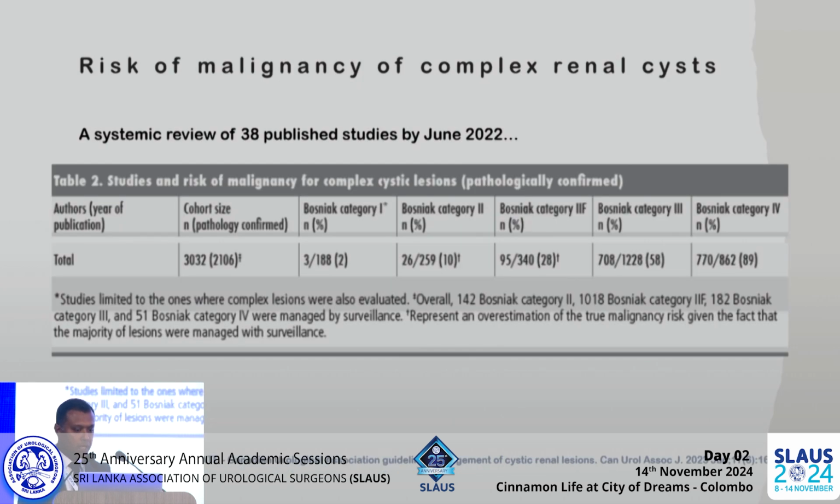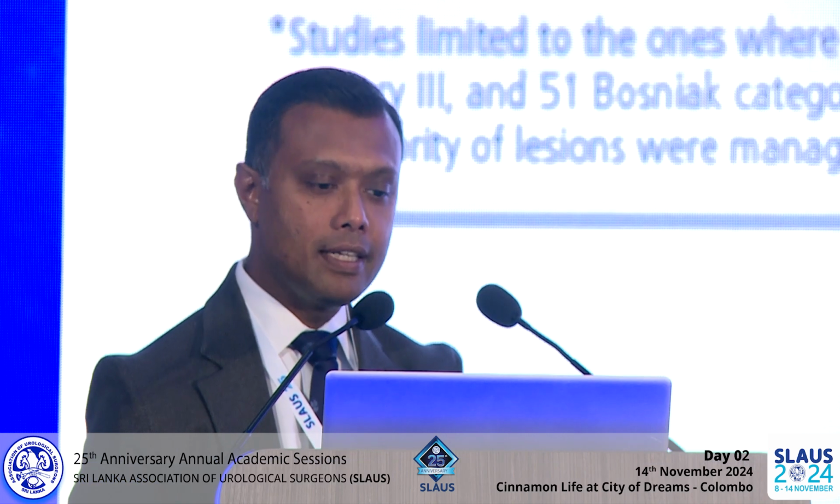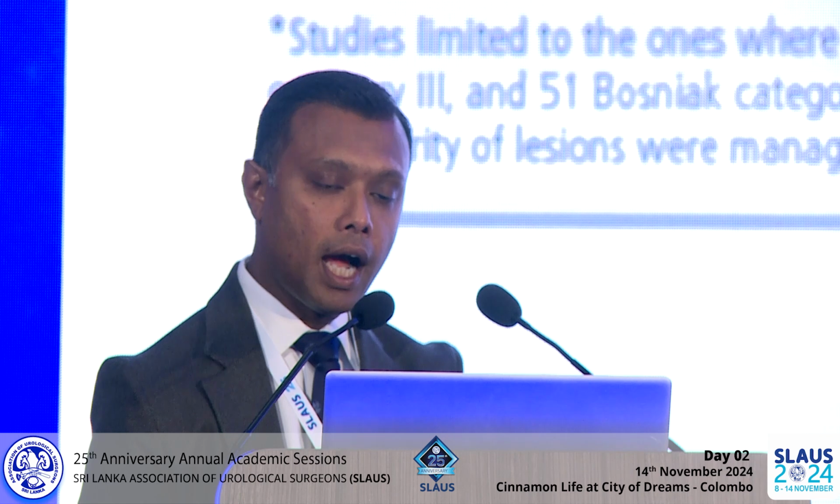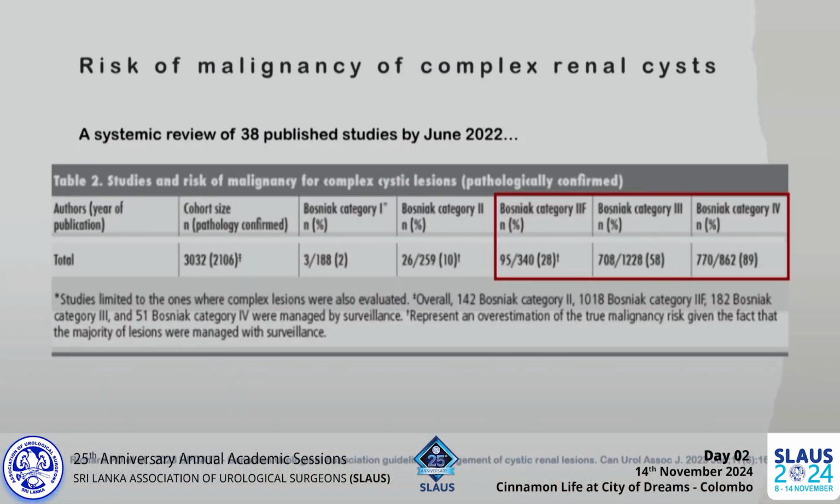Here I am quoting some of the articles, these are systematic reviews which appeared in 2022. Here you could see the paper based on pathological assessment of renal cysts. They have noted the 2F incidence is quite high at 28%. I think it's selection bias because the people who were under surveillance were not included in this study. Therefore, obviously the post-operative specimen or the biopsy specimen has shown a higher percentage of malignancy in renal cysts here.